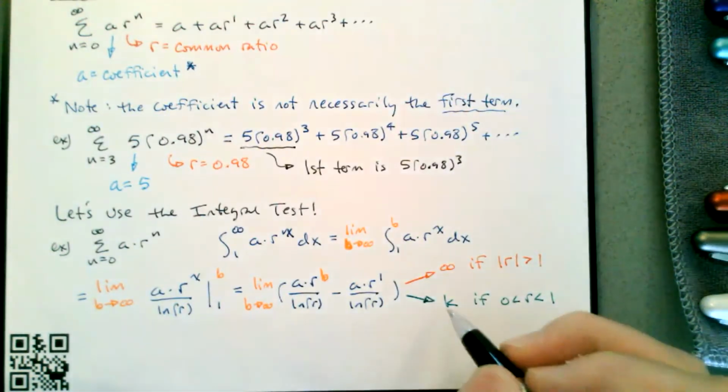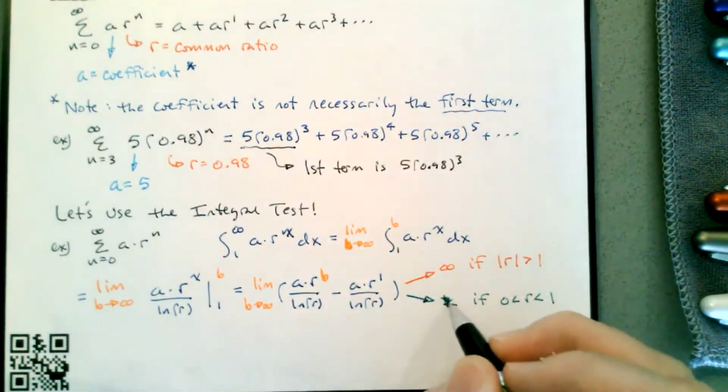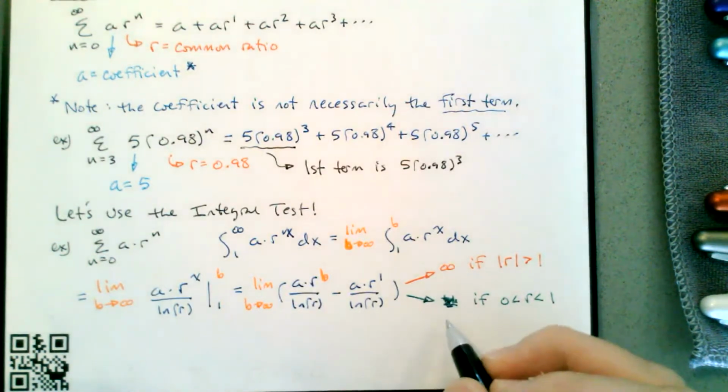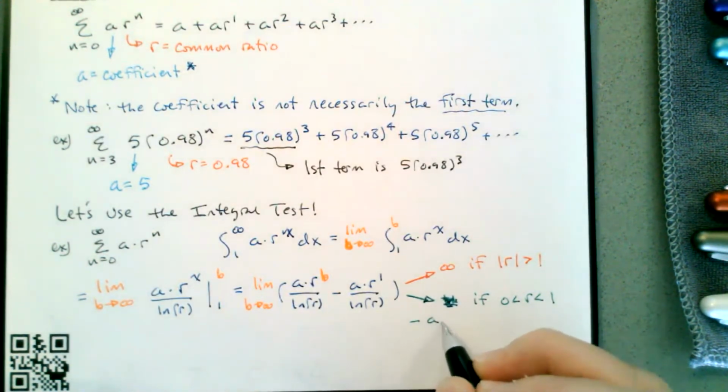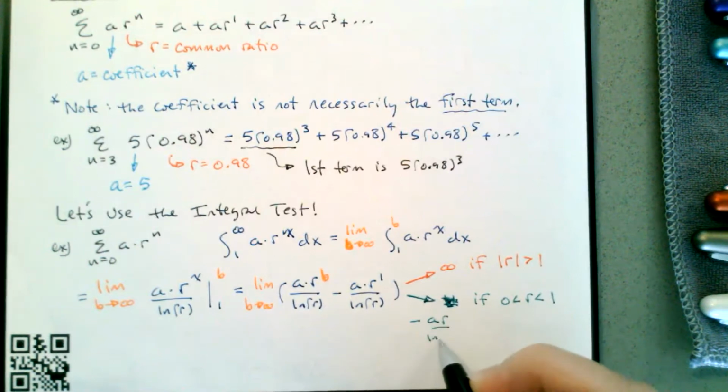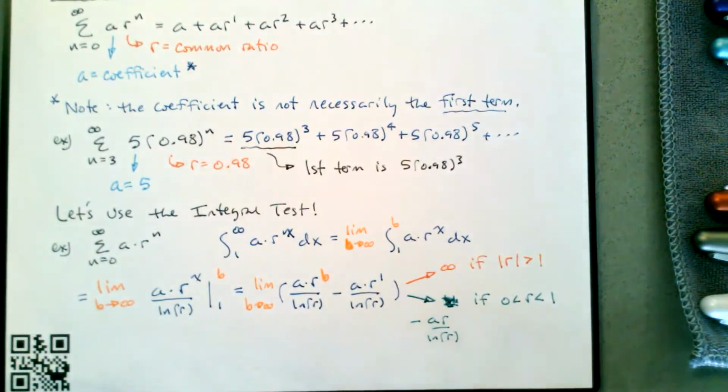This was kind of lazy of me. The reason that I just put a generic constant instead of writing out what the actual value is, is that this actual value is not relevant to our interests at the moment.